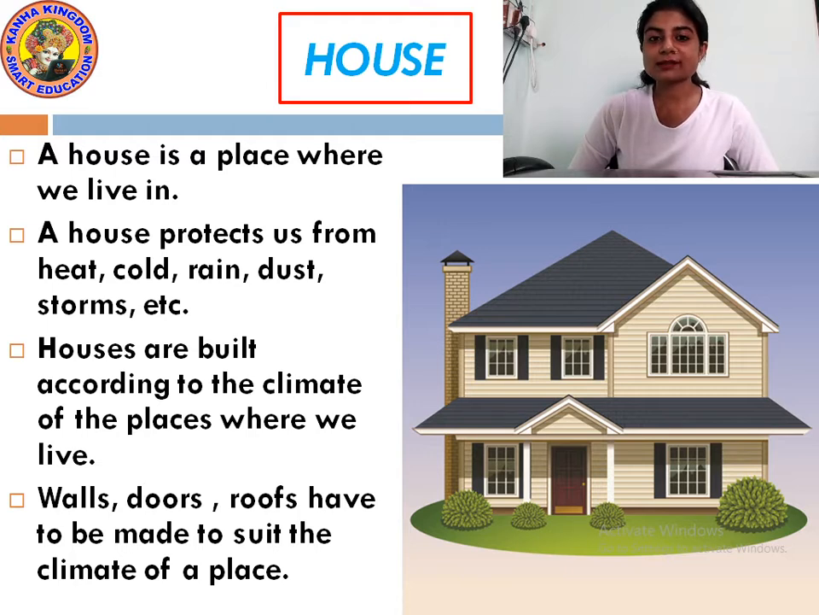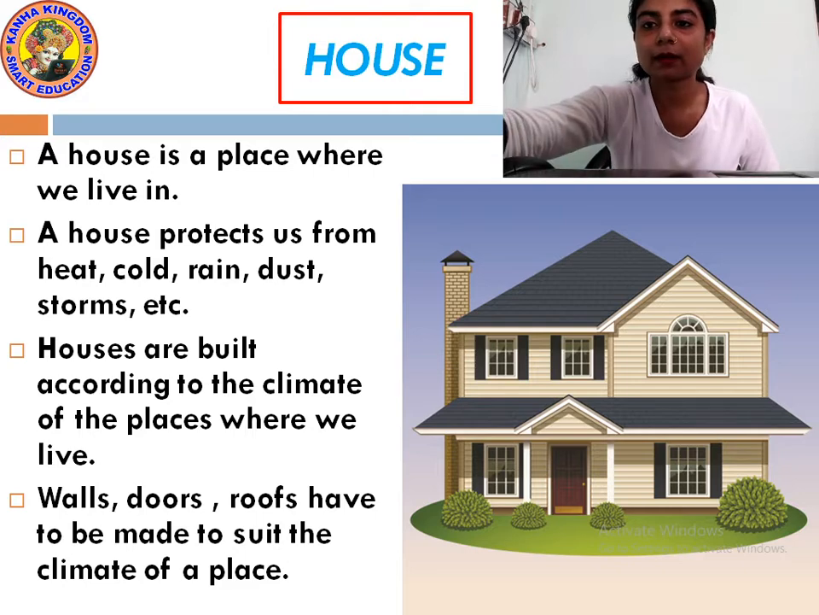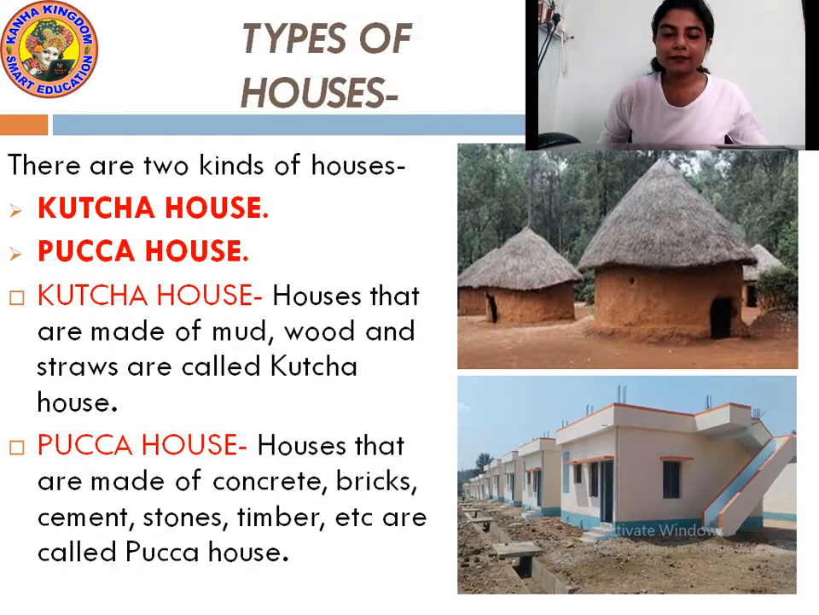What kind of houses are there? Okay? What are the different types of houses? Can you see it is written there? There are two kinds of houses. What are the two kinds of houses? It is KUTCHA house and PUCCA house. It is written there, see, in red color.